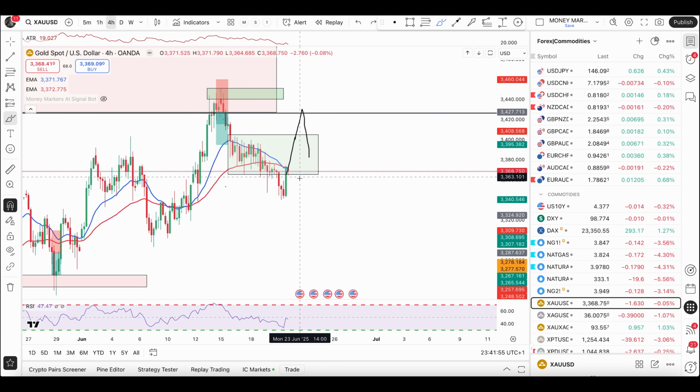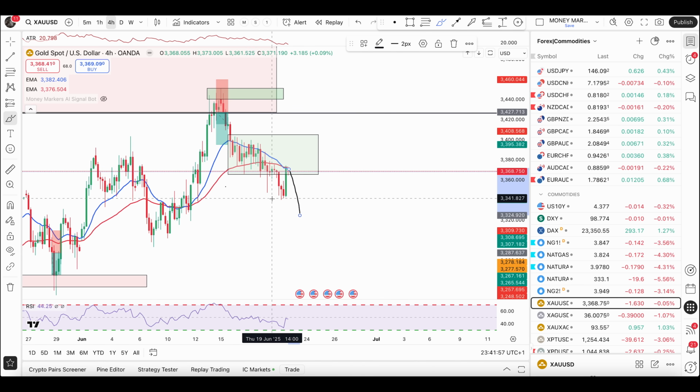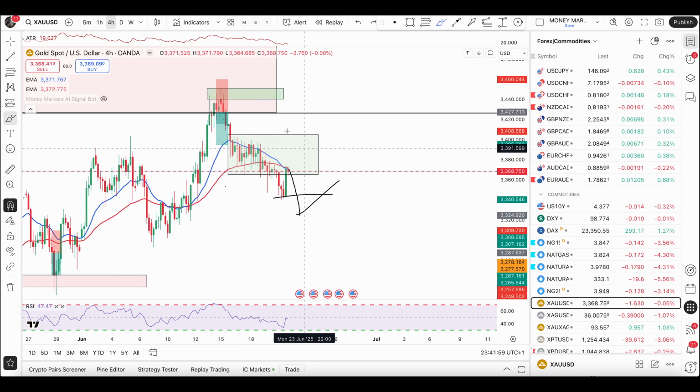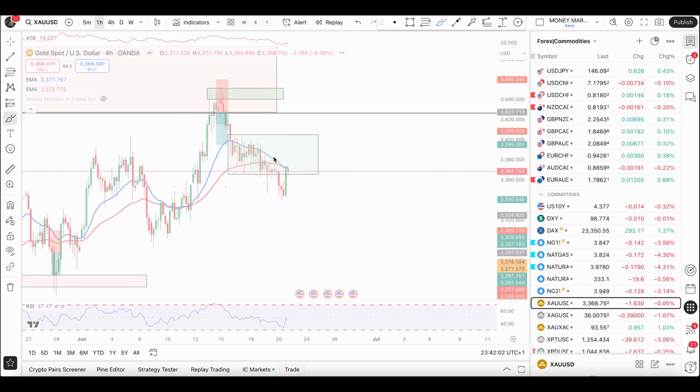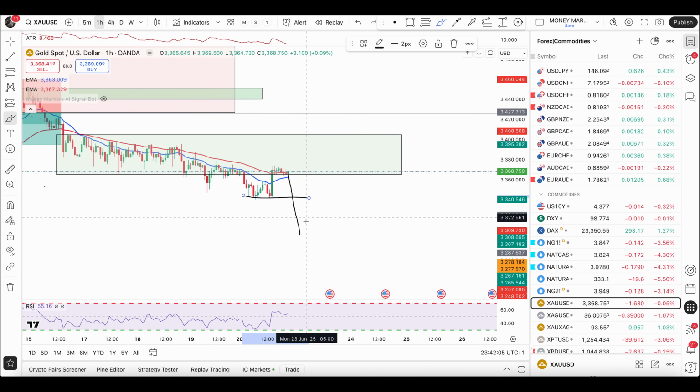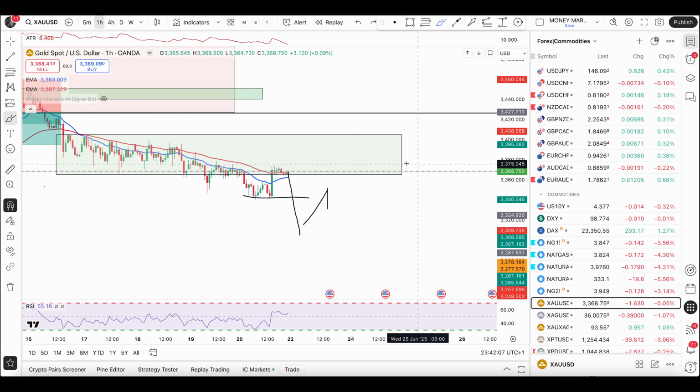If the price stays below 50 EMA, I want to see a break below this low, then a pullback and bearish engulfing condition. If you're someone looking for entries on 1 hour time frame, look for the break below this low, pullback and bearish engulfer, and keep on taking shots.